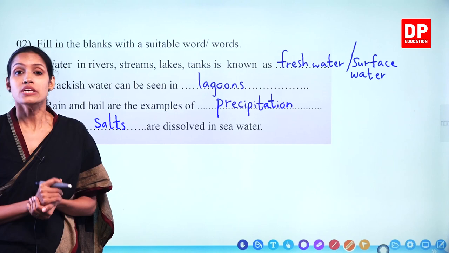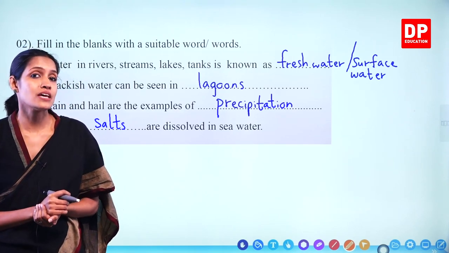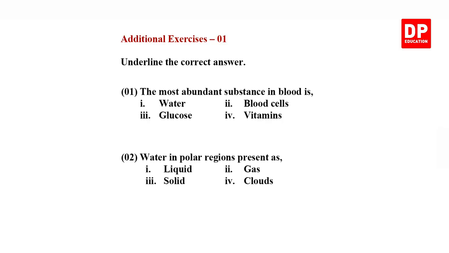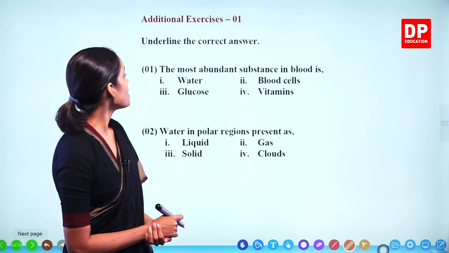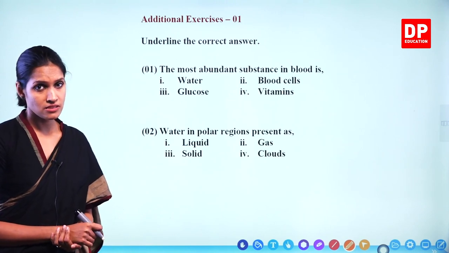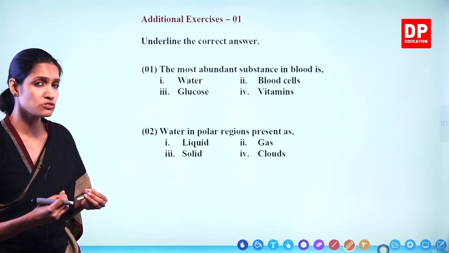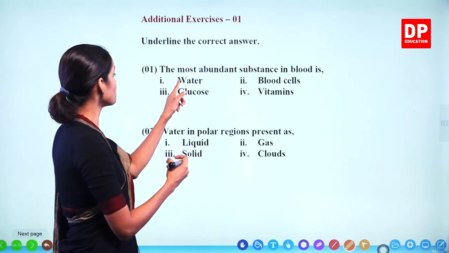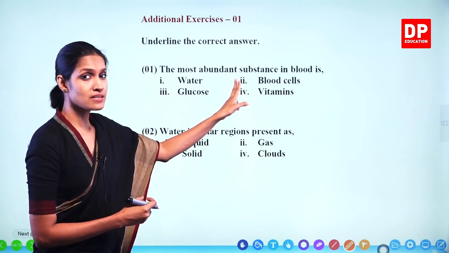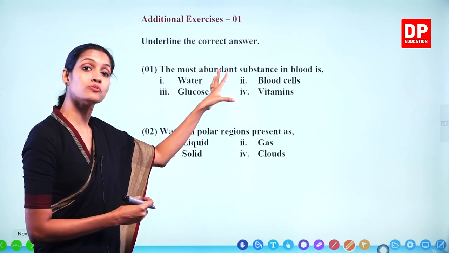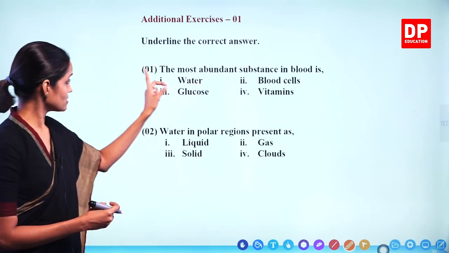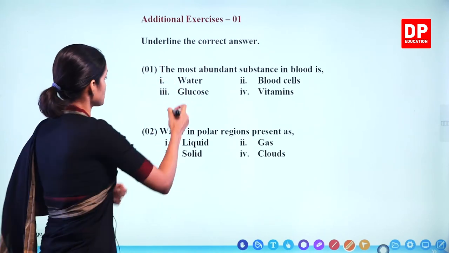Now, we are going to do some additional exercises in order to understand this lesson better. Okay? Additional exercises 1. Underline the correct answer. The most abundant substance in blood is. Do you remember I told you that 90% of blood contains water, right? Therefore, answer water. Blood cells are also present, but that is not the most abundant substance. Glucose and vitamins, they are not abundant. The most abundant substance is water.